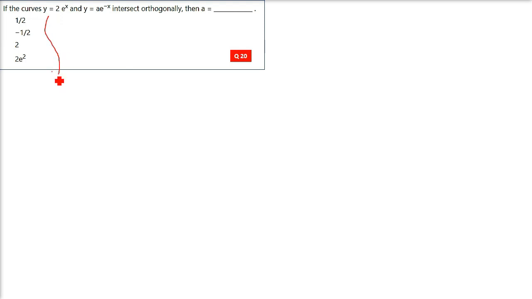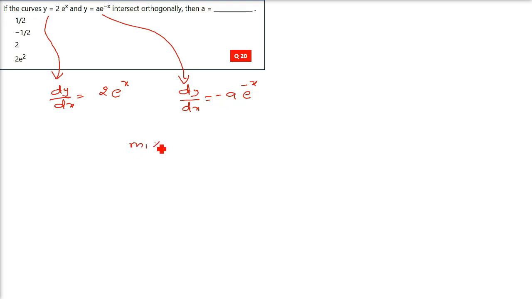So we'll find out the dy by dx of this, because the orthogonality condition is that when we multiply m1 and m2, it has to give you -1. So I'm differentiating both of these. The second one will also be like this only, a negative will come, because the differentiation of e raised to minus x will be e raised to minus x, and the derivative of minus x will be -1.